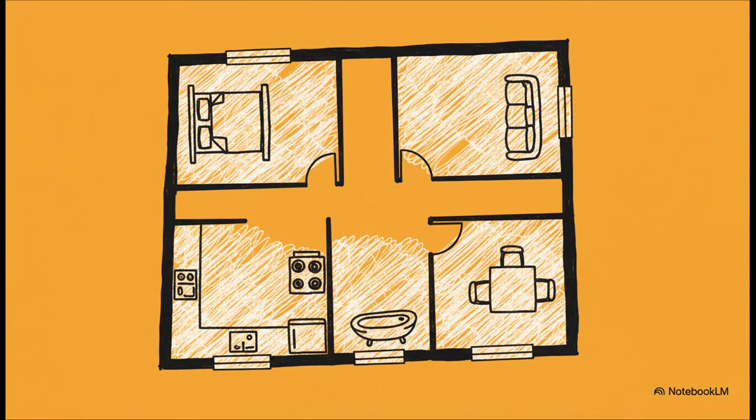Okay, so first things first. Before we can even think about furnishing a house, we have to name the rooms. Our source text starts right here with these essential spaces. You can almost picture them as empty containers, just waiting to be filled. The bedroom, the living room, kitchen, bathroom, and dining room. These are the main zones that give a home its basic shape.